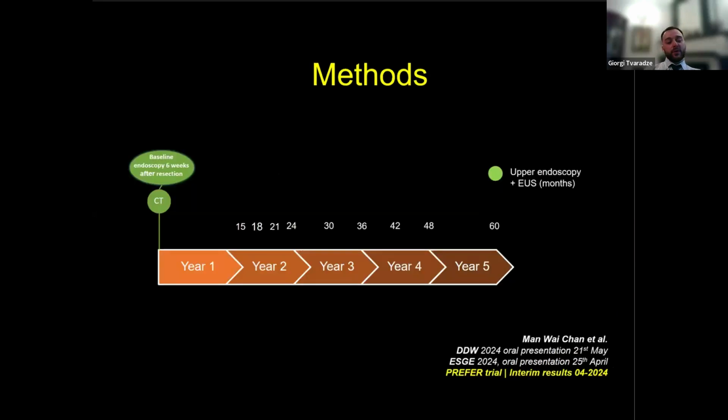So after we resect, we wait 6 weeks and perform a CT scan. After the CT scan, we do upper endoscopy plus EUS every 3 months. We do this for 2 years, every 3 months follow-up. Then in the 3rd and 4th year, we do follow-up every 6 months. And at 5 years, we do 12-month follow-up.